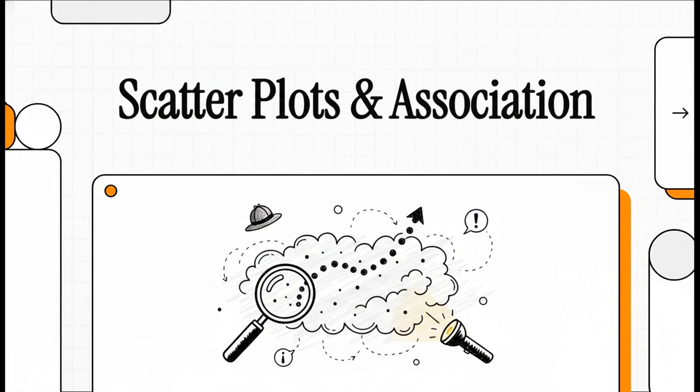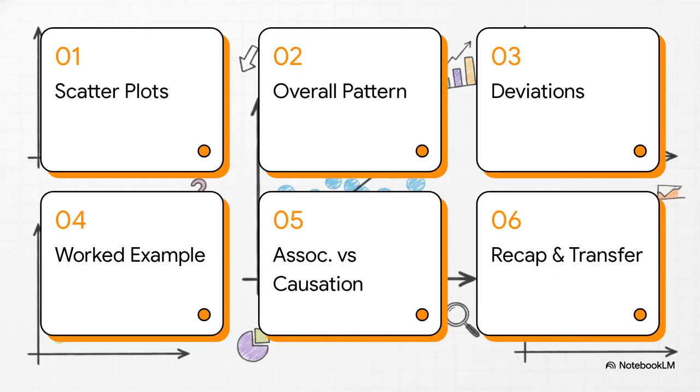Let's get to it. Okay, so here's our roadmap for today. First, we'll introduce scatter plots and lay down our basic notation. Then, we'll learn to analyze overall patterns using what I like to call the big three features. We'll look at exceptions like clusters and outliers, and then walk through a fully worked example together. After that, we'll tackle the single most important rule in all of statistics, the difference between association and causation. And finally, we'll wrap up with a quick recap and a final challenge just for you.